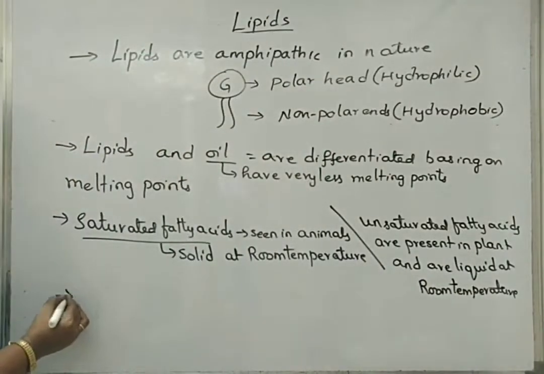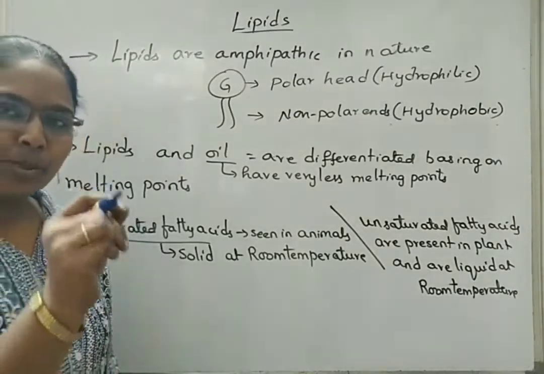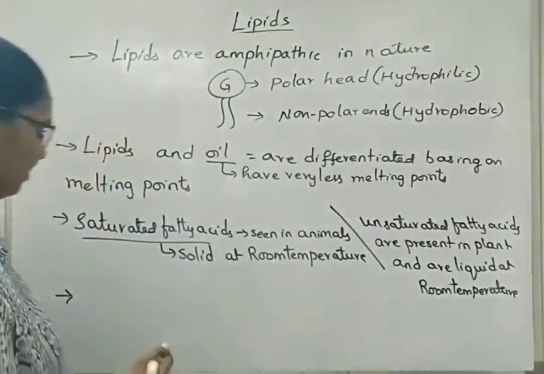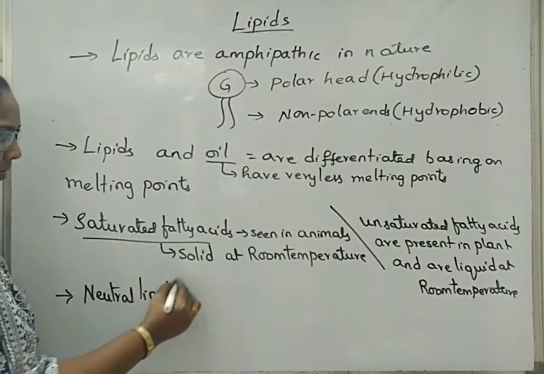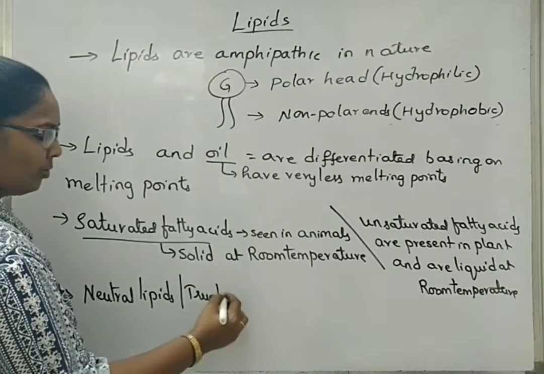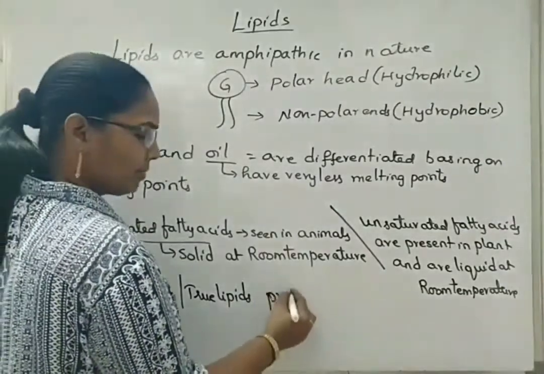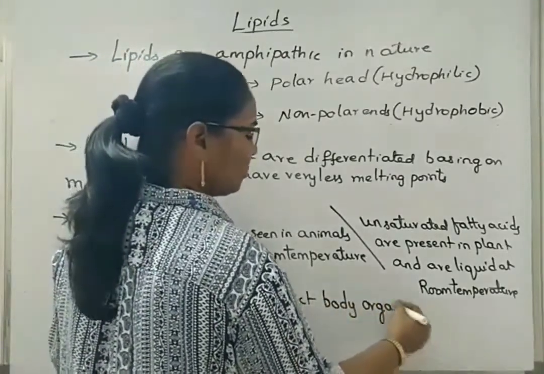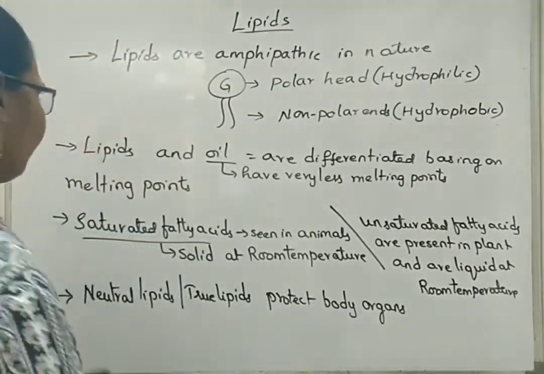We have also seen the terms true lipids or neutral lipids. They are accumulated around the visceral organs and protect the visceral organs from external shocks. Neutral lipids, or true lipids, protect body organs. So these are important points regarding true lipids. Next we will see about waxes.